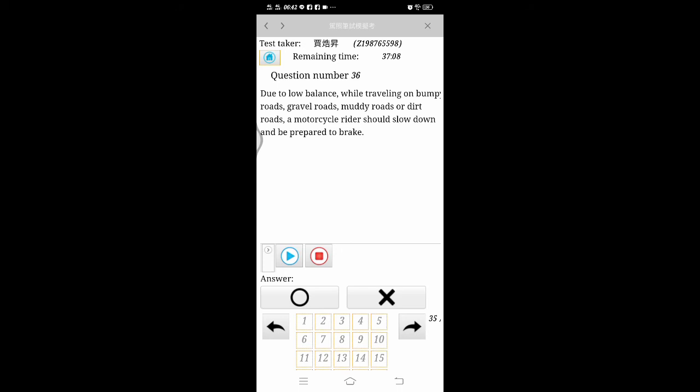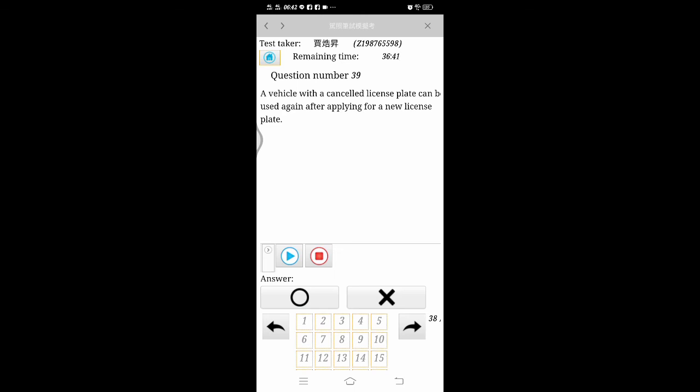3. Due to low balance, when traveling on bumpy roads, gravel roads, muddy roads, or dirt roads, a motorcycle rider should slow down and be prepared to brake. When riding a motorcycle, do not pull or step on the brake suddenly. It might lock up the wheels and cause danger. When riding a motorcycle, before passing a vehicle traveling in the same lane, first honk twice or flash the headlight once.